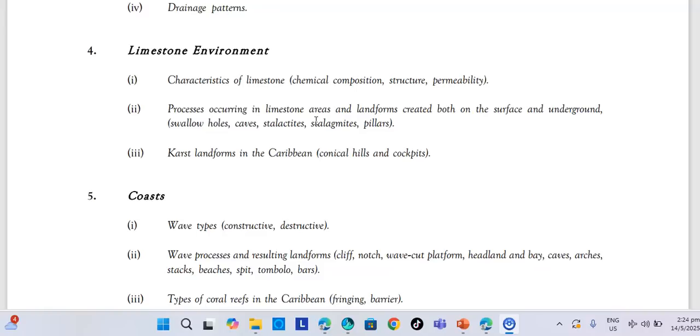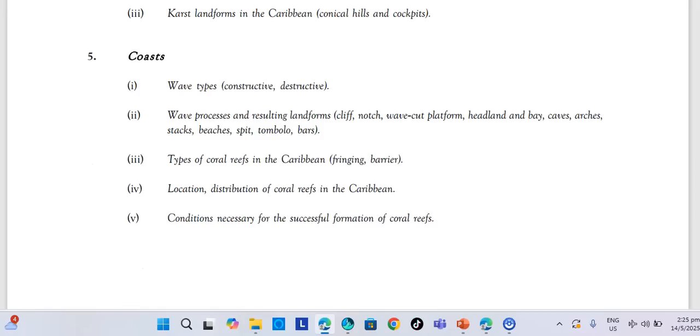So if they ask you about the features of underground and surface landforms, you should be able to explain them and give examples. If they ask you about the processes occurring in limestone areas, you should also be able to explain those. All right, so we're going to look at coast.